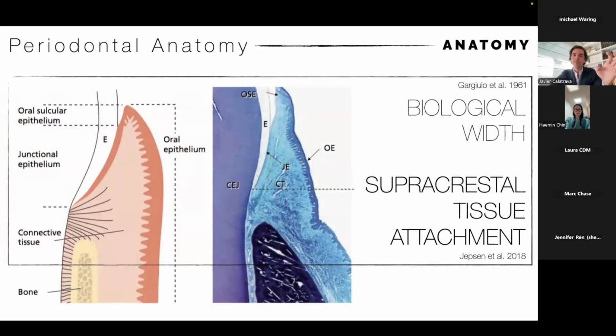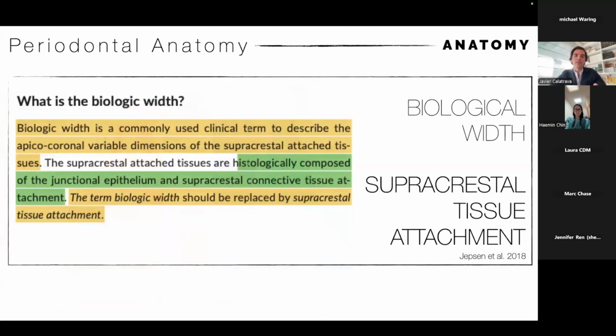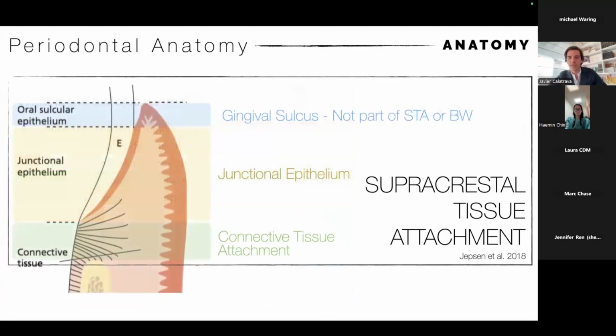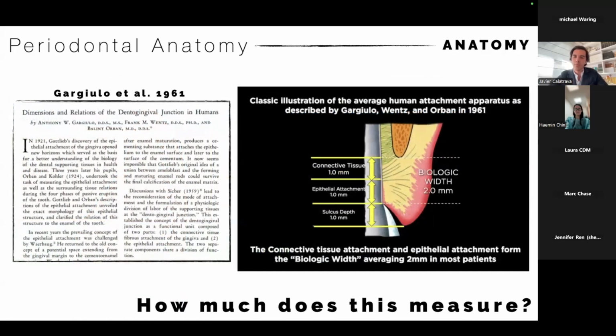And you guys are also probably familiar with the term of the biological width. Now we call it supracrestal tissue attachments, since the World Workshop in 2018. And it is the apicocoronal variable dimensions of those tissues that are attached to the tooth, composed, remember, by junctional epithelium and the connective tissue attachment. And the million-dollar question is, how much does the biological width measure?